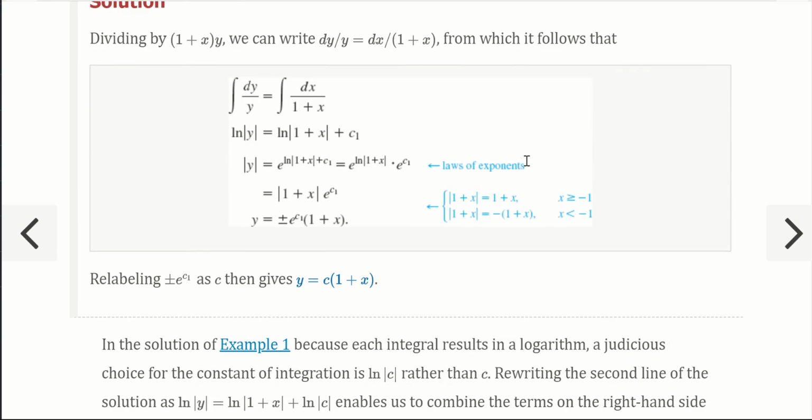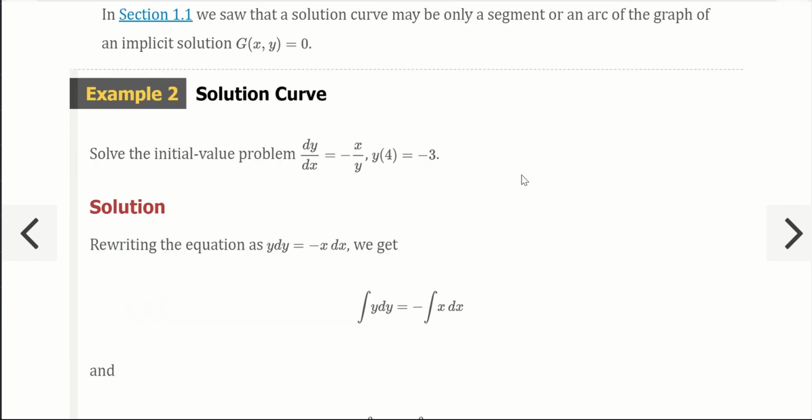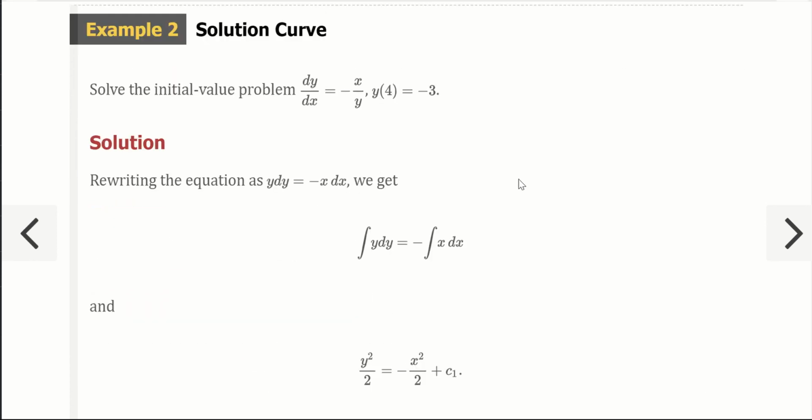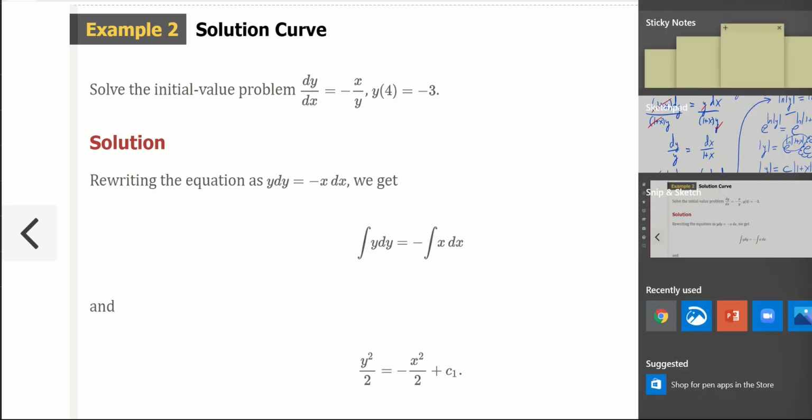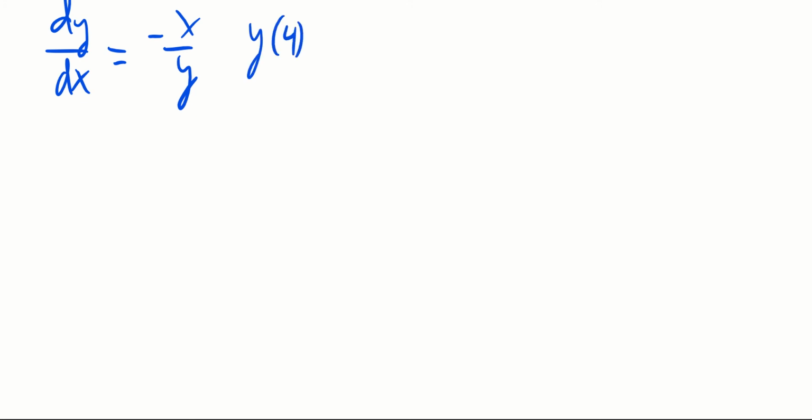Let's go ahead and do another one. Let's take a look at the following initial value problem. So we're going to be looking at dy dx equals negative x over y, and we want to have the initial condition y of 4 equals negative 3.